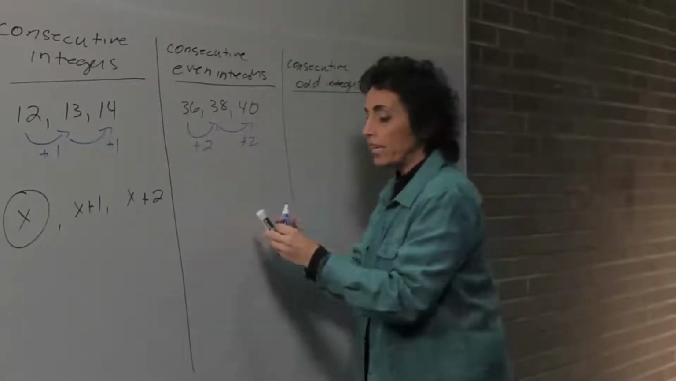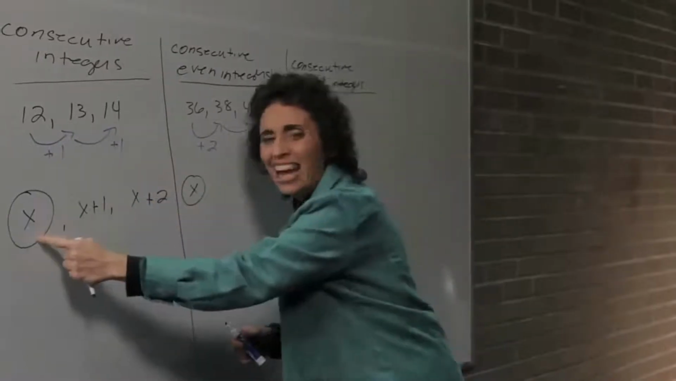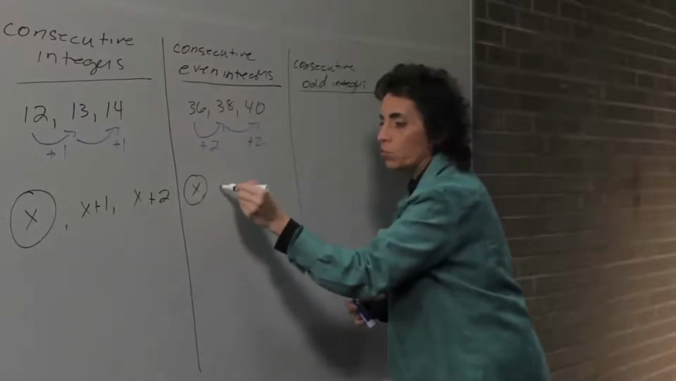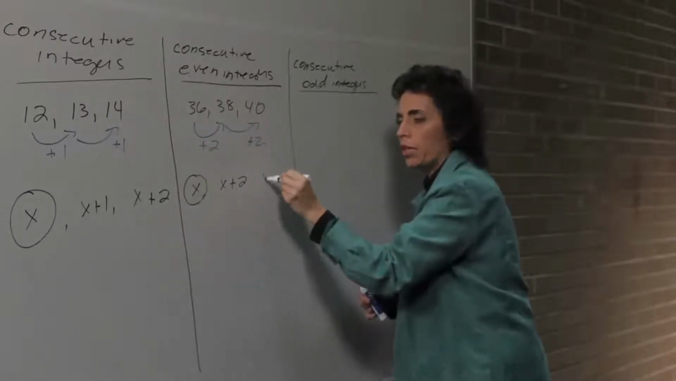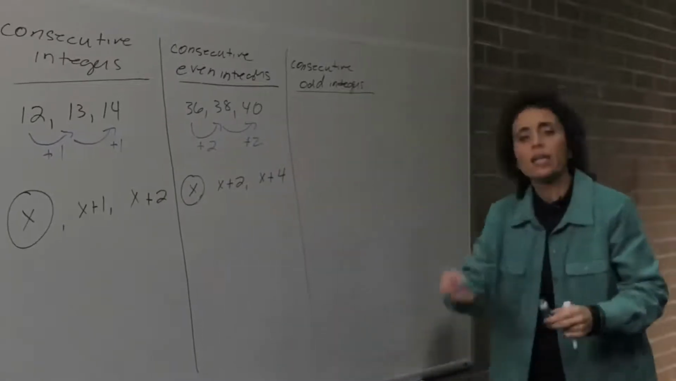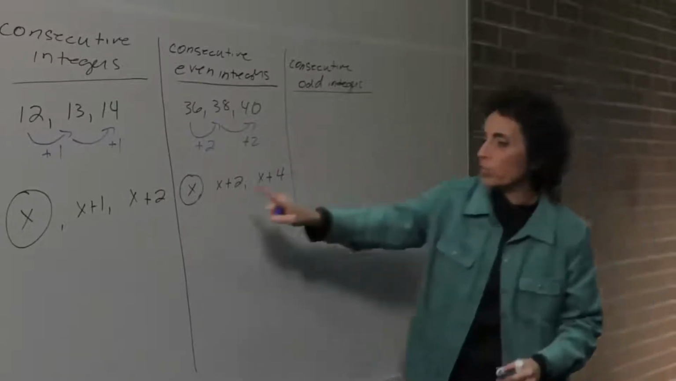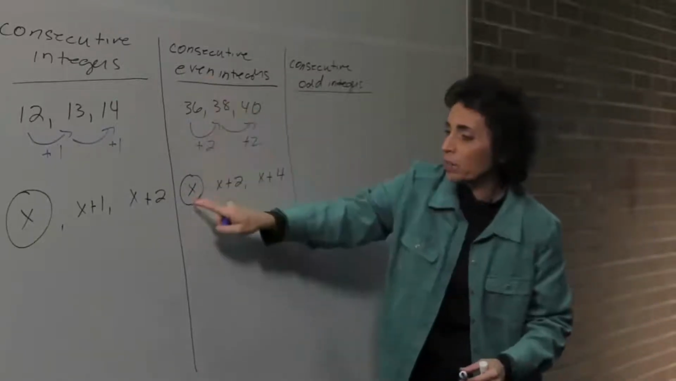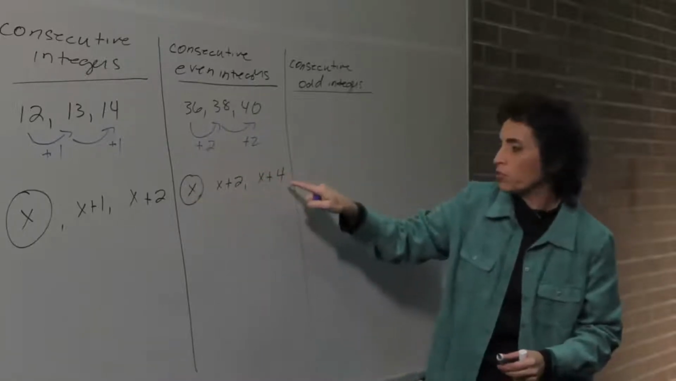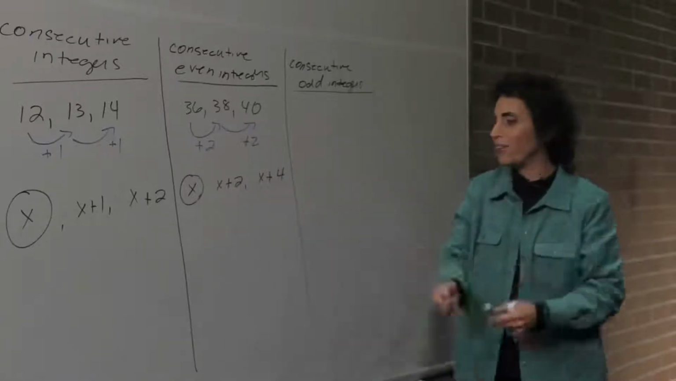So a representation for this, algebraically, would be x, where x is an even integer. Then my next one would be x plus 2, and after that we add 2 again, x plus 4. If I wanted a fourth one, x plus 6, x plus 8. Because this makes sense. If this was 16, remember it's got to be even, 16 plus 2 would be 18, 16 plus 4 would be 20. 16, 18, 20 would be consecutive even integers, so that makes sense.